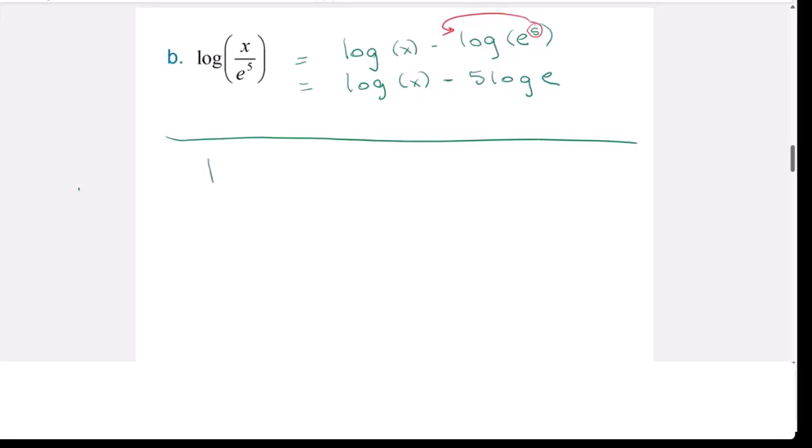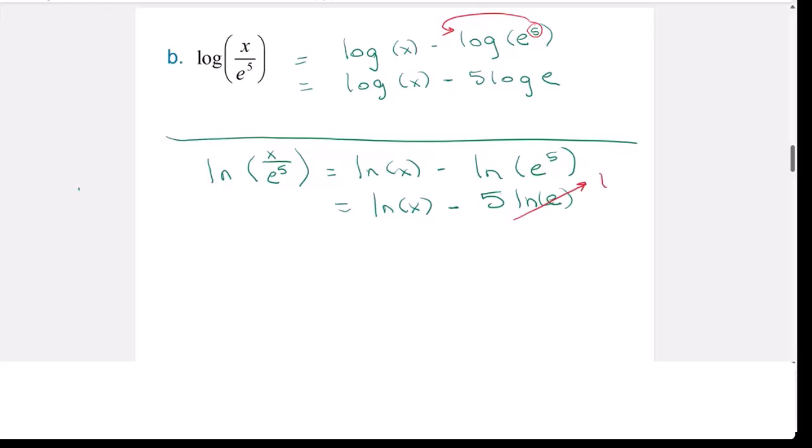If I had the problem as ln of x over e to the 5th, then this is ln of x minus ln of e to the 5th, which is equal to ln of x minus, again using my power rule, 5 ln of e. But ln is base e, and ln of e is 1, which gives me ln of x minus 5.